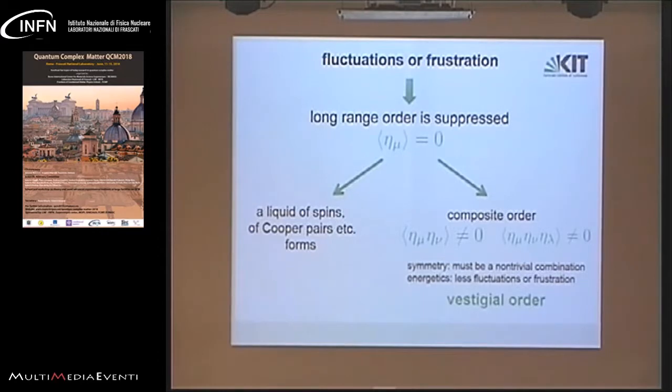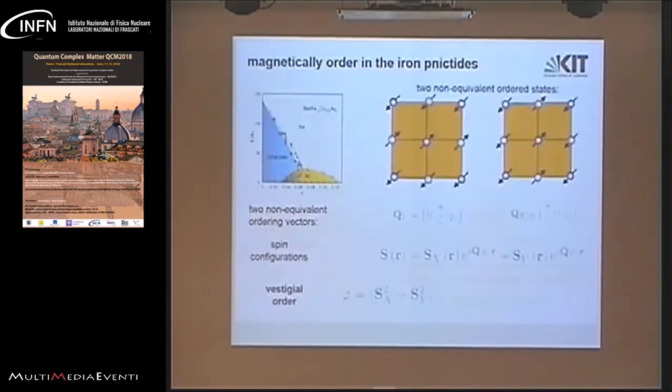In all cases, as it is a higher-order composite of the original order parameter that is just being suppressed by fluctuation or frustration, it is still a leftover of this order parameter. Although this doesn't order, or it only orders at lower temperature, it's a vestige, a leftover, and that's why I think this term goes back to Steve Kivelson. We call this situation vestigial order.